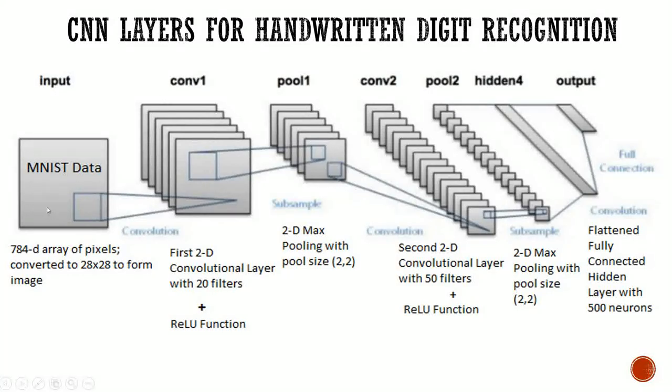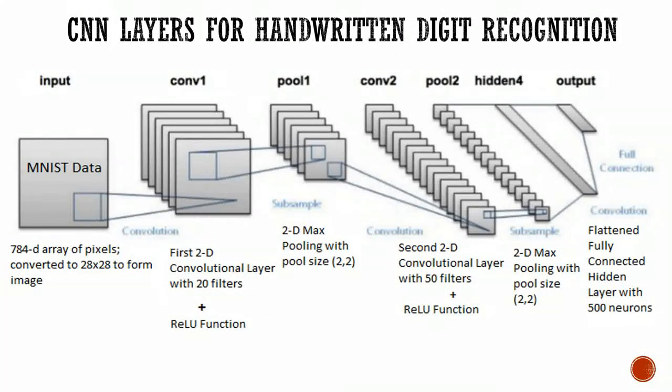So here we give the MNIST data, which is a 784-dimensional array of pixels converted to 28 cross 28 to form the image, and cross 3 as well for the 3D matrix. So first of all we get to the convolutional layer, ReLU layer and the pooling layer. This is the first set of layers. In this code we have basically 3 sets of layers to make it like deep learning, and you can add many more layers, but it doesn't make sense to add say 10 or 20 layers. You might be thinking you can increase accuracy, but that's not the case. In some cases it might work, but usually it won't, because at some point the accuracy will saturate.